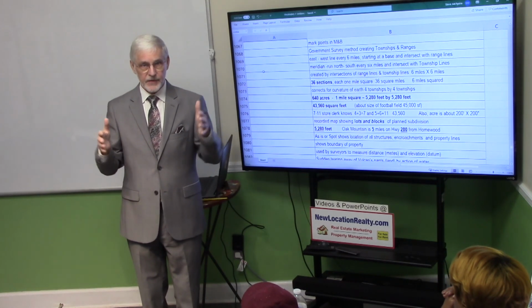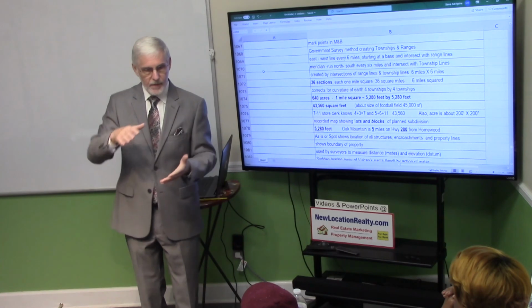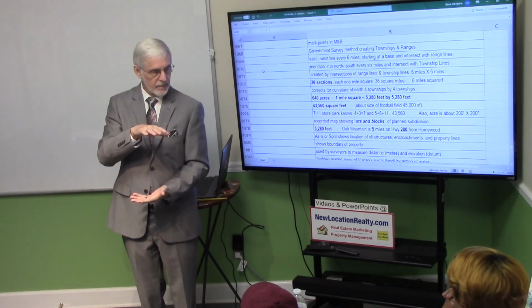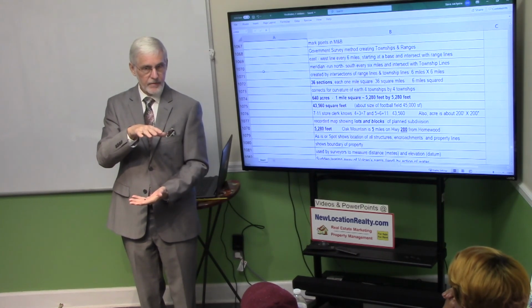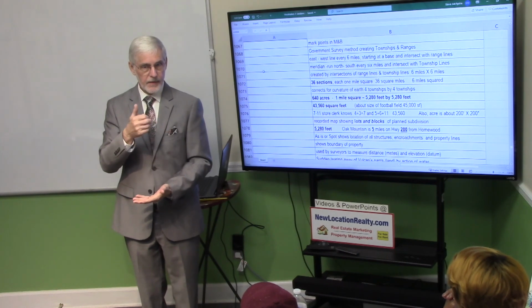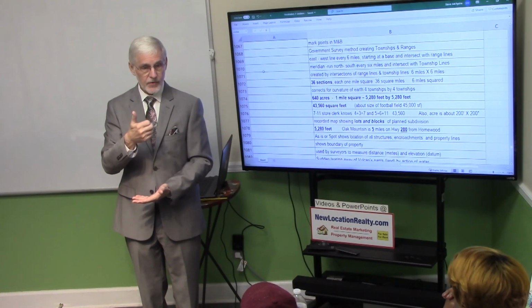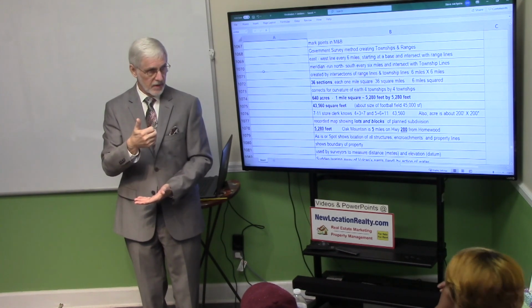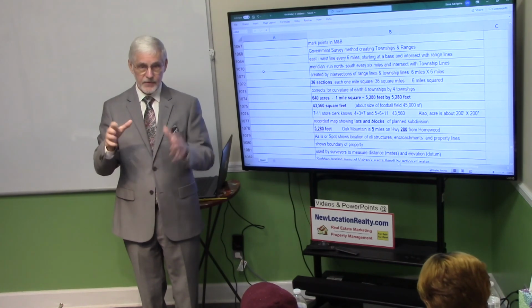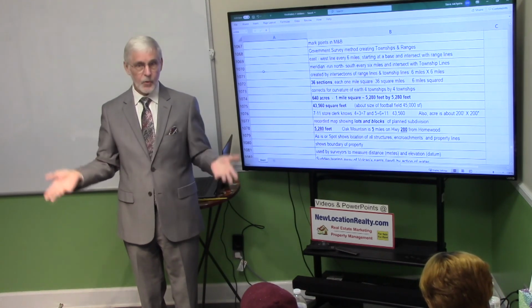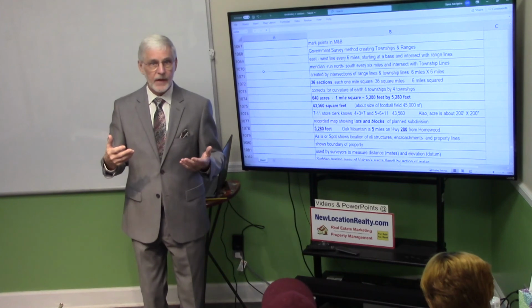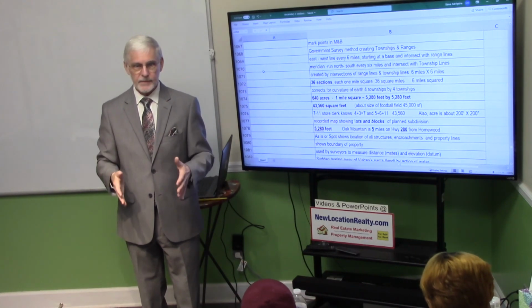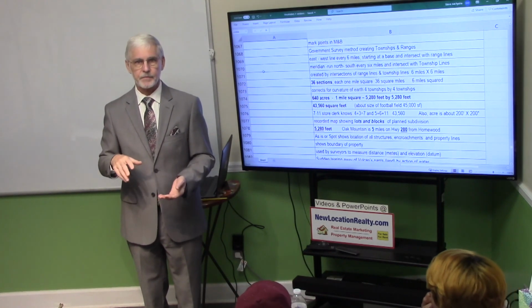And the section is 1 mile by 1 mile, and there's 36 of those in one township. The number 16 is also known as the school section. They took the money from the sale of that one to create schools. That doesn't mean there is a school in section 16. It's school money.